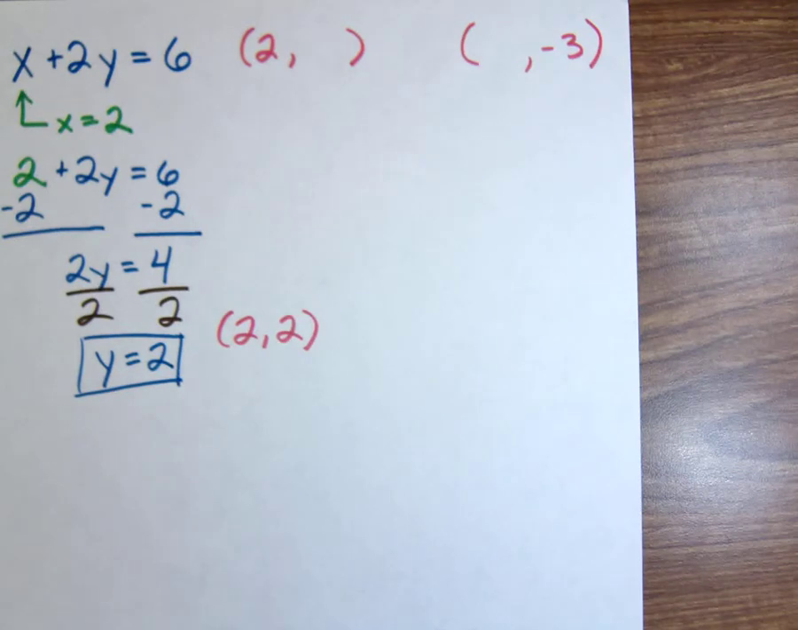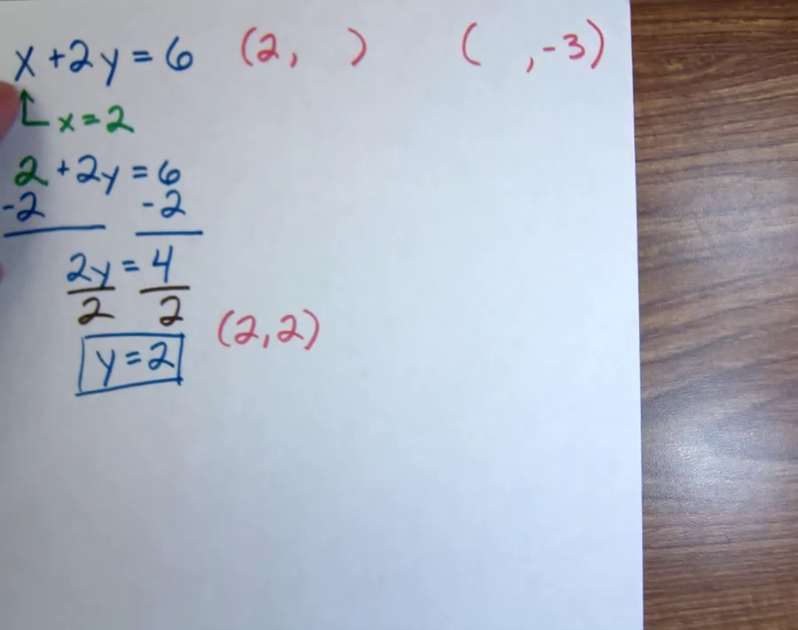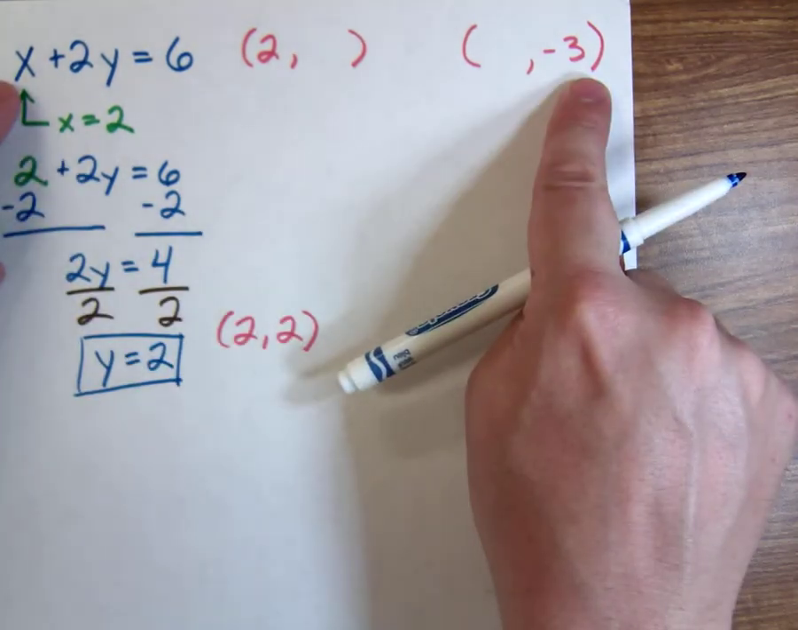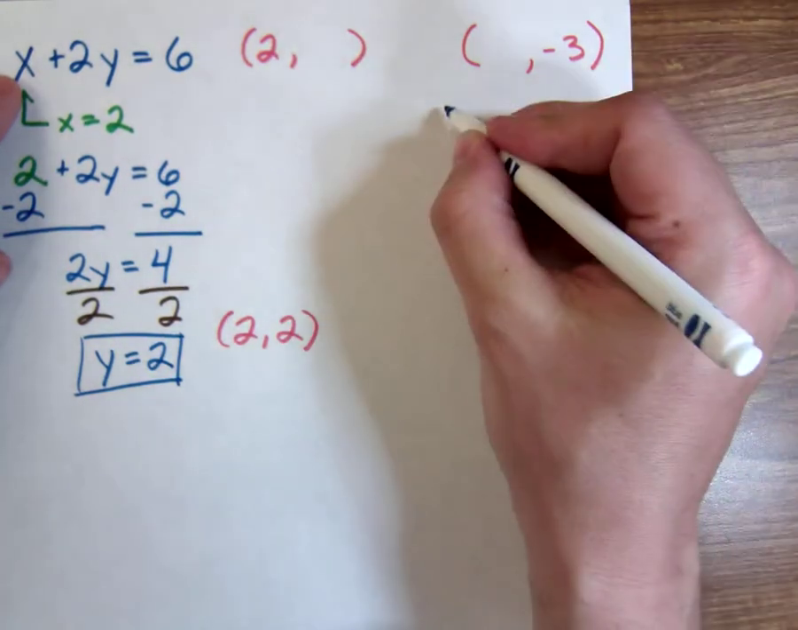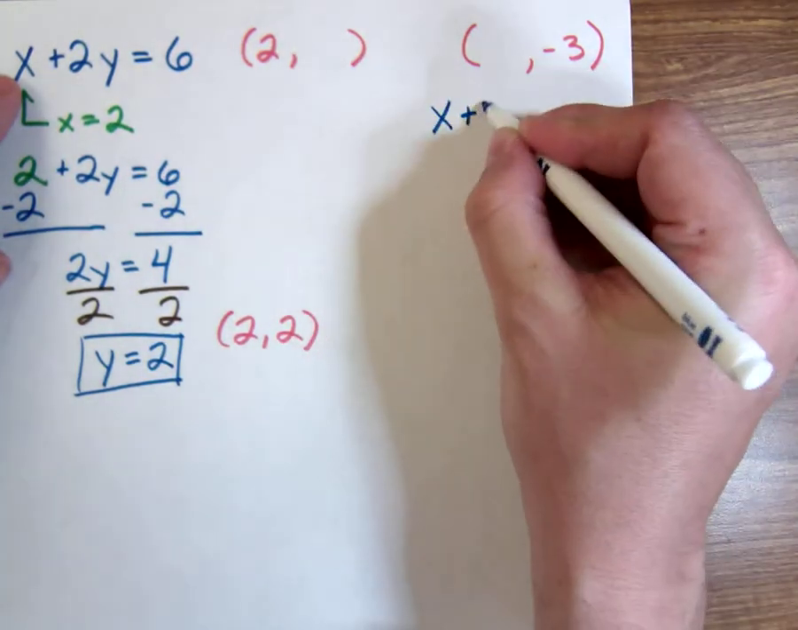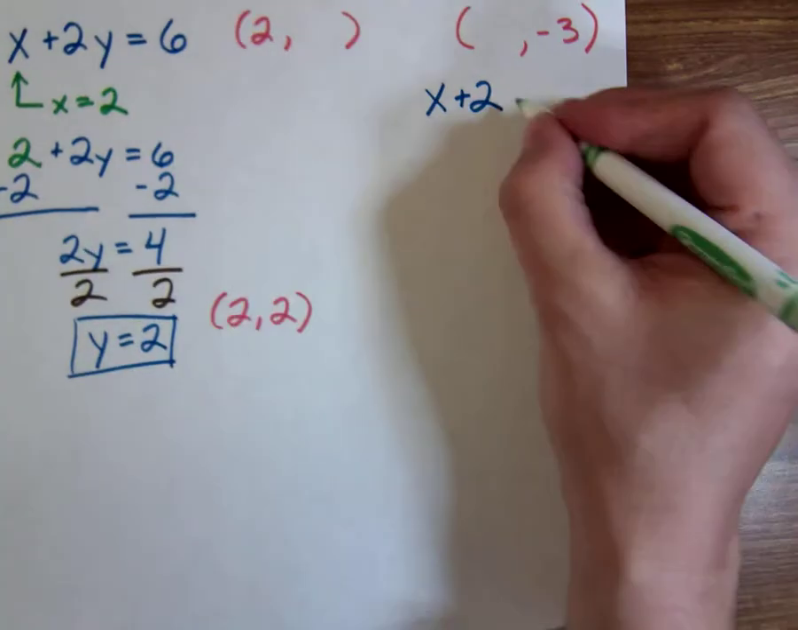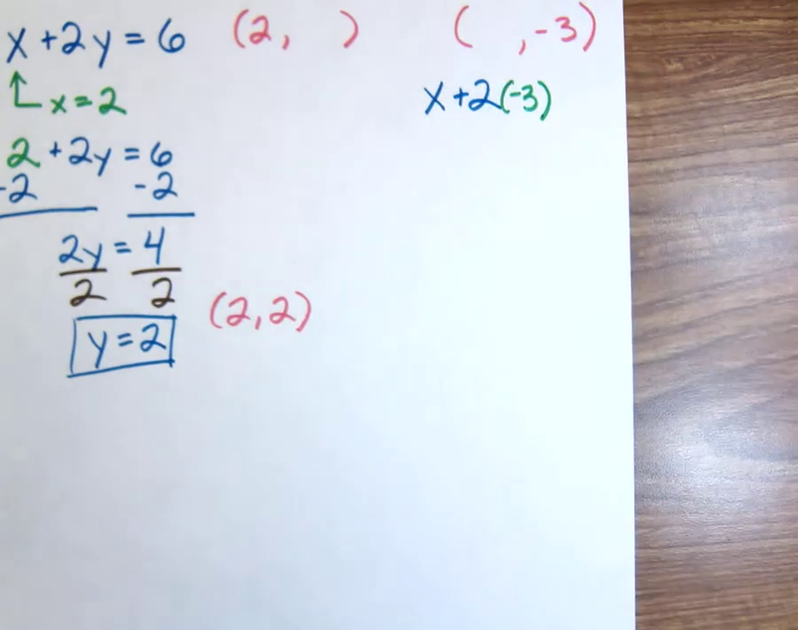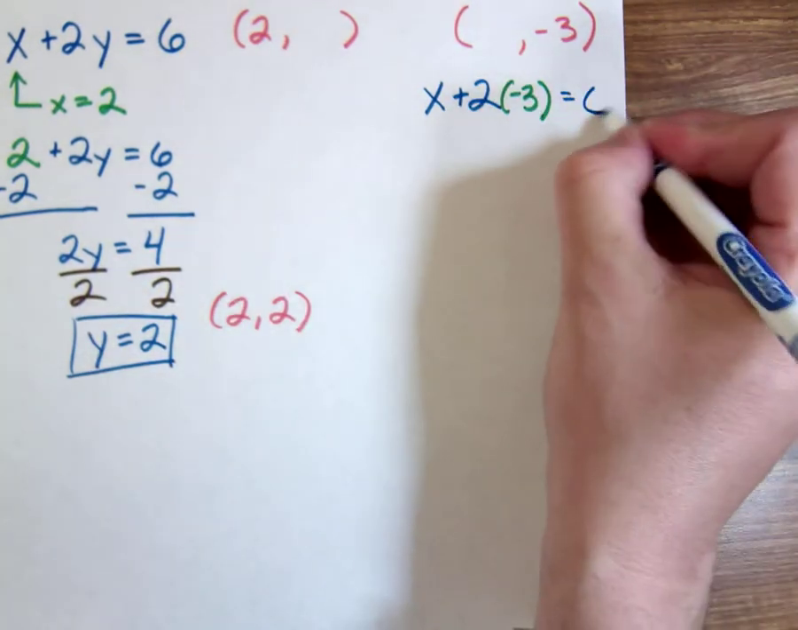to graph this. So I'm gonna do x plus 2y equals 6, only now I know a y. The y is negative 3. So I'm gonna replace the y with negative 3. X plus 2 times negative 3 equals 6.